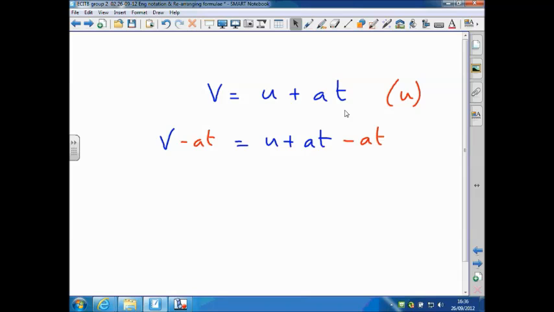I wouldn't write this intermediate step, but I think you can see what's happening here. I've subtracted at from both sides so that I've not changed the balance of the formula. But now, add at minus at, they cancel each other out. And so I'm just left with u. So the final formula is v minus at equals u. Or writing the subject on the left, u equals v minus at. And I've rearranged that formula to find u.